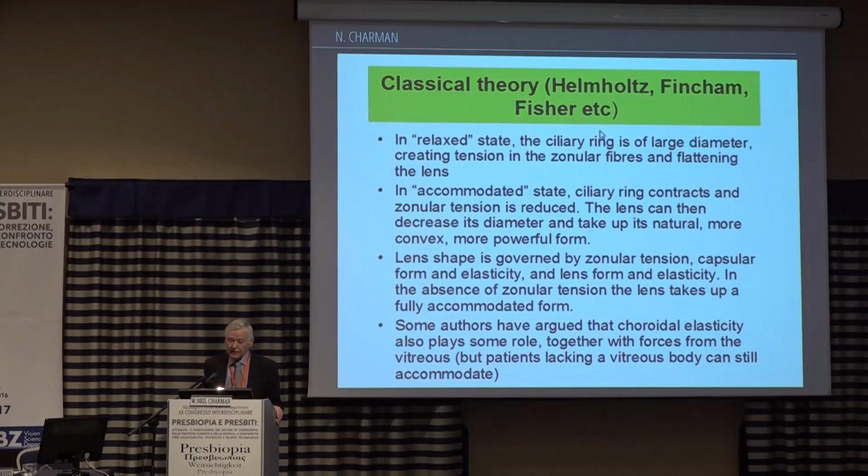So I've summarized this here. In the relaxed state, the ciliary ring is of large diameter, creating tension in the zonular fibers and flattening the lens.